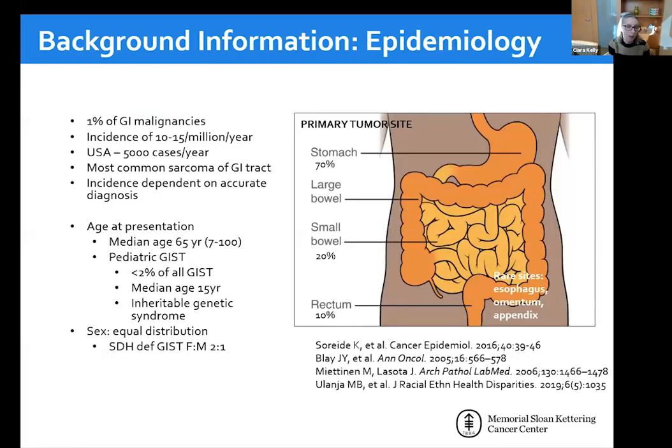So just by way of background, GIST is, as we know, a very rare sarcoma. We see maybe about 5,000 cases in the US every year. It is one of the most common sarcomas of the GI tract, and its incidence has been rising, and that's probably due to more accurate diagnosis.